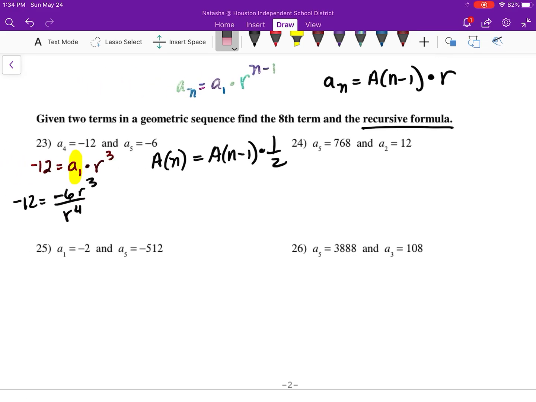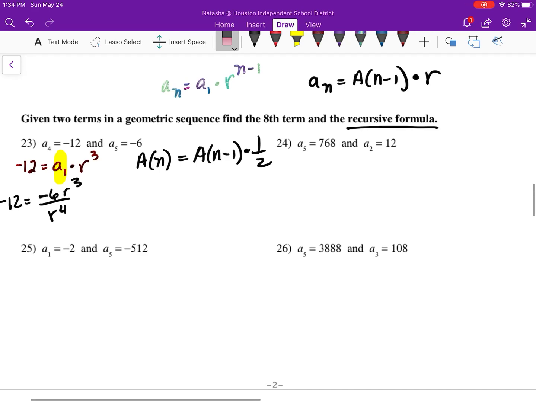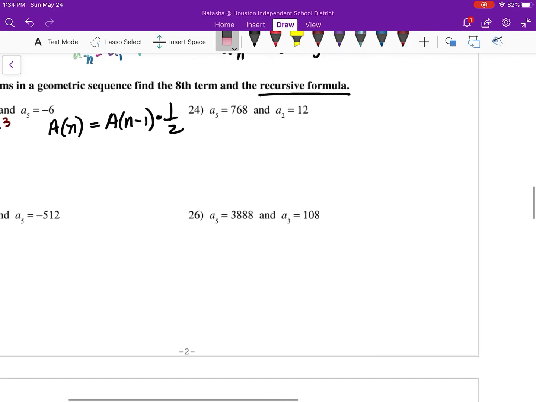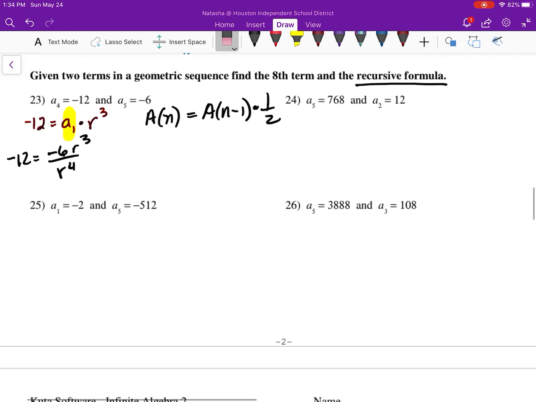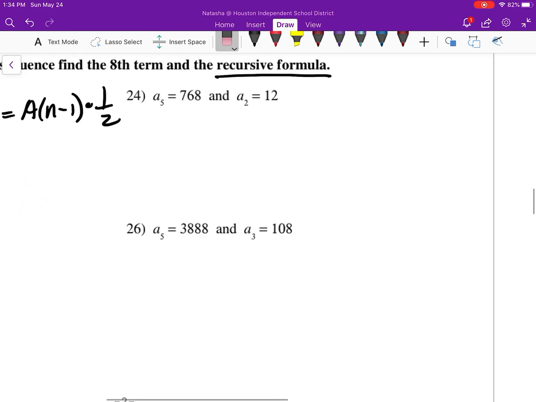All right, so let's go ahead and do number 24. Now, technically, you didn't have to do that whole process because we're given two consecutive terms. We're given a sub 4 and a sub 5. So 4 is the prior term. So I could have taken negative 6 and divided that by negative 12, and that would have given me 1/2, and that would have given you the ratio. Now on 24, 25, and 26, we can't do that because they are not consecutive terms. So on those, I'm going to have to do just like we did with number 23. So let's go ahead and work through those.